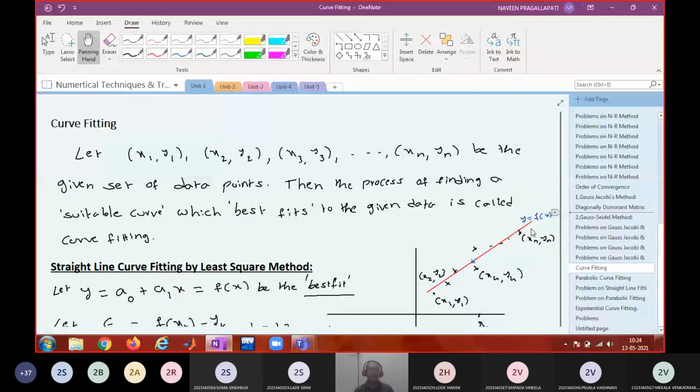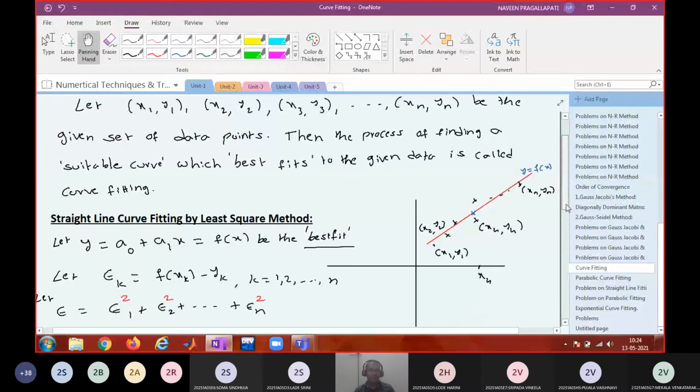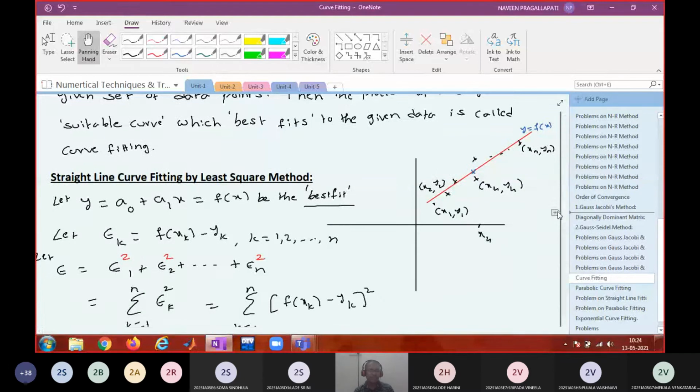So let me recall. Curve fitting is all about finding a curve which is the best fit to the given data. By best fit, it means it is as close as possible to the given data points. For that we are using the method of least squares.